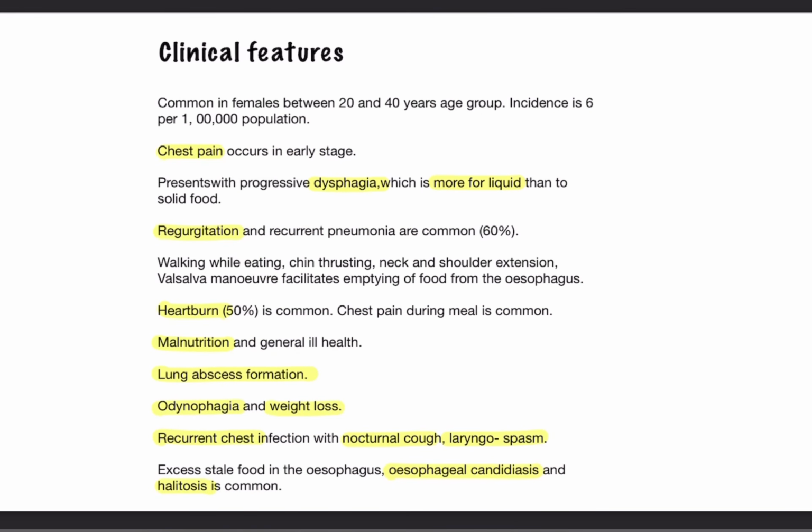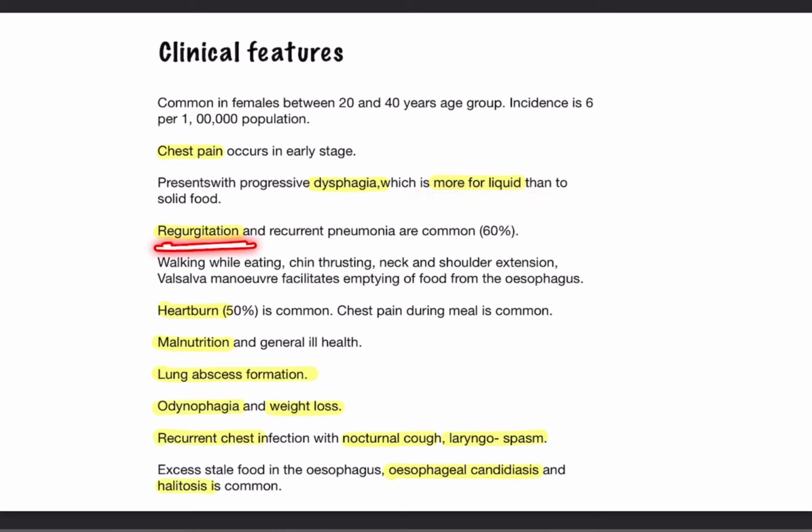Now, what are the clinical features? It is commonly seen in females between 20 to 40 years of age group, and the incidence is 6 per lakh, 6 people per lakh population. They experience chest pain. There is progressive dysphagia, that is difficulty in eating or swallowing, which is more for liquid than for solid food.